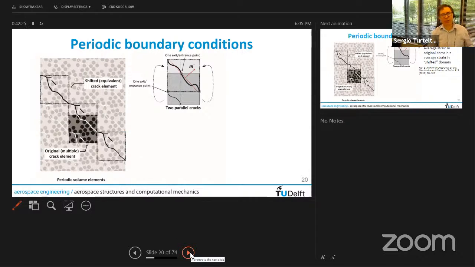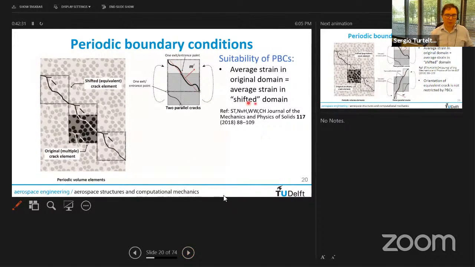So in a sense, it's just a matter of interpretation. As you can see here, I've shifted this here. And we have shown in this publication here that the average strain in the original domain is equal to the average strain in the shifted domain. And so essentially, the parallel cracks can be safely ignored. They have no influence on the results. And so that's the claim that we can use periodic boundary conditions. We still get the proper results. It's just a matter of interpretation.